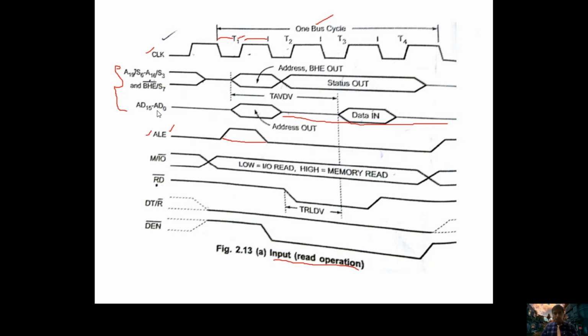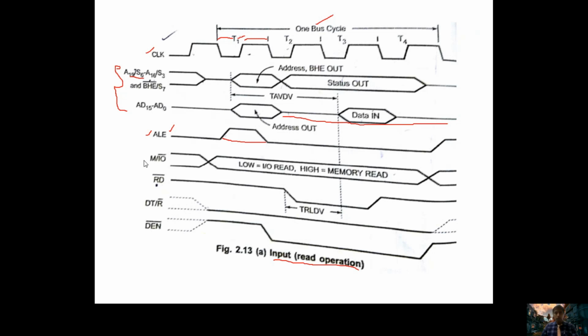And remember AD0 to AD15, similarly BHE bar slash S7, similarly A16 slash S3 to A19 slash S6. All these lines must be processed during T1 time, and after T1 these lines act like pure address lines, pure data lines, pure status lines.